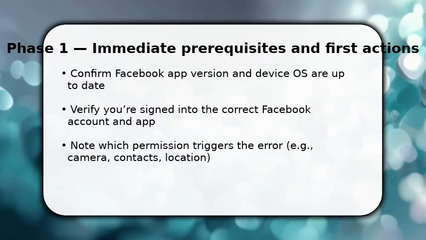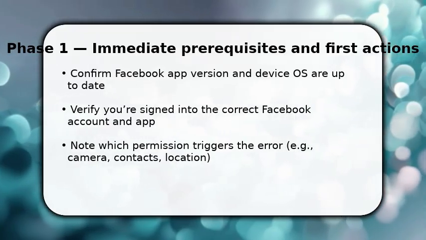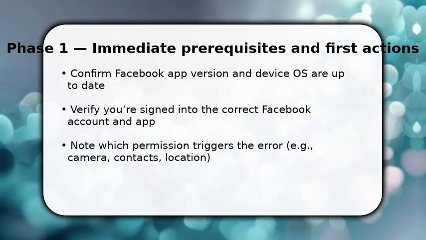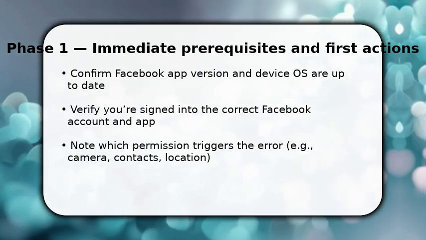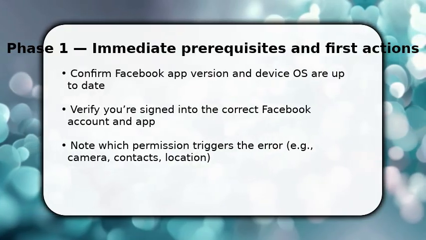You start by verifying the essentials. Make sure the Facebook app and device OS are updated because outdated builds often block permission APIs. Next, confirm you're signed into the account linked to the app or service. Mismatched accounts cause silent denials.